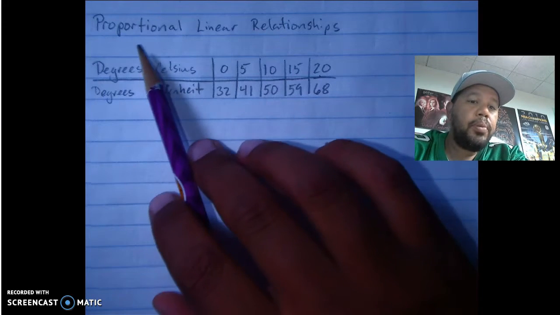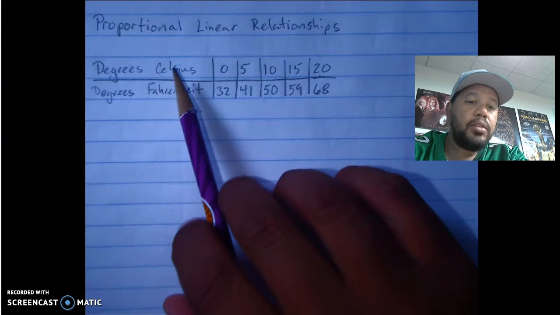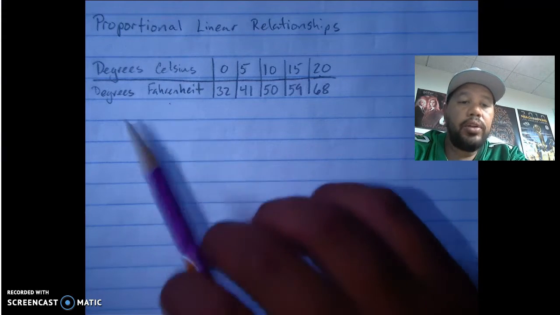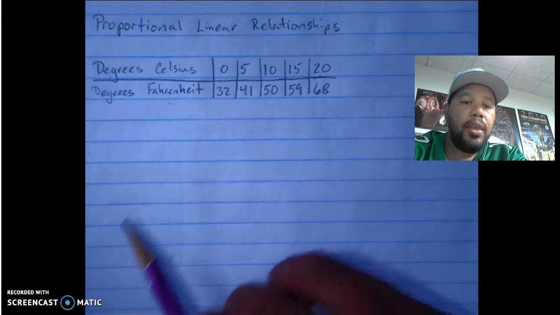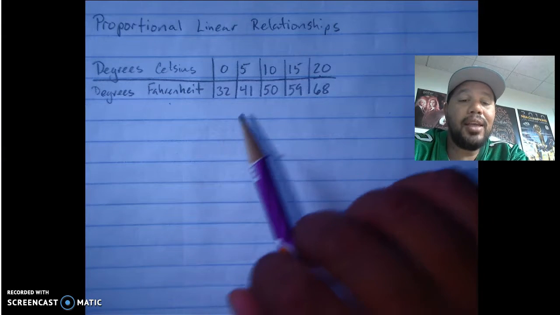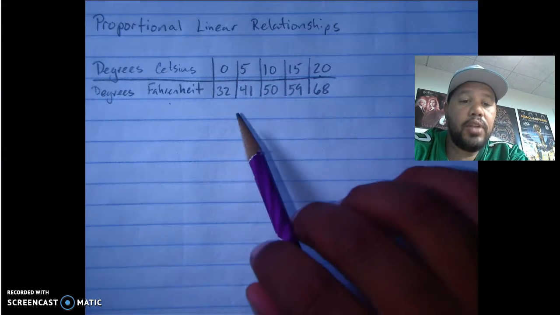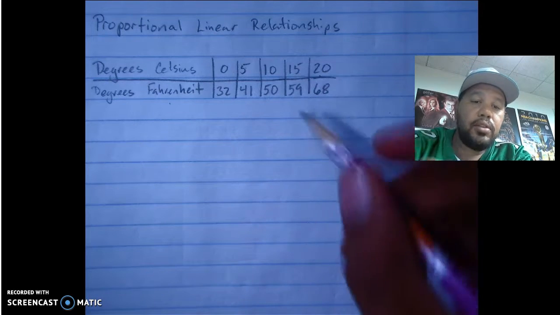Now we're going to explore proportional linear relationships. Here we have a relationship between degrees Celsius and degrees Fahrenheit. We can check to see if it is a linear relationship, or confirm that it is a linear relationship, by finding the rate of change to see if the rate of change is constant. So let's do that first.